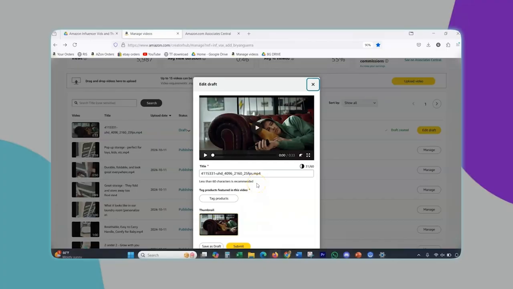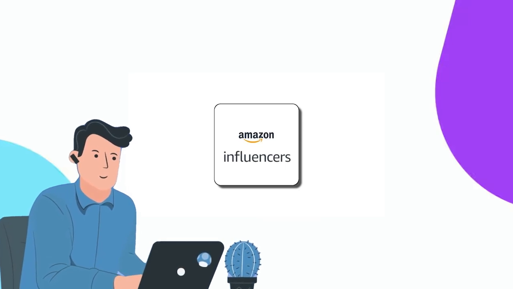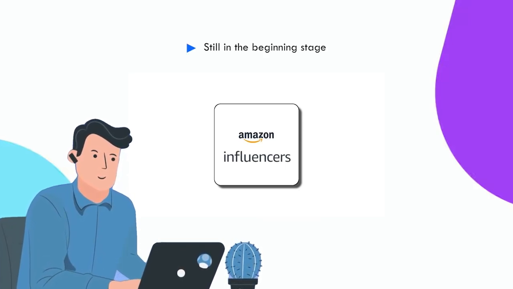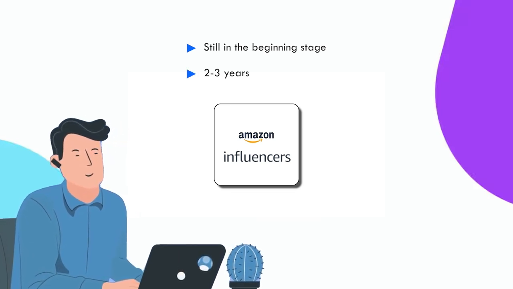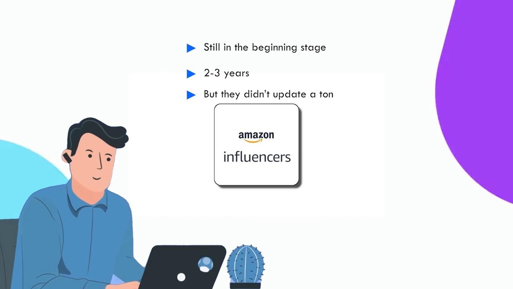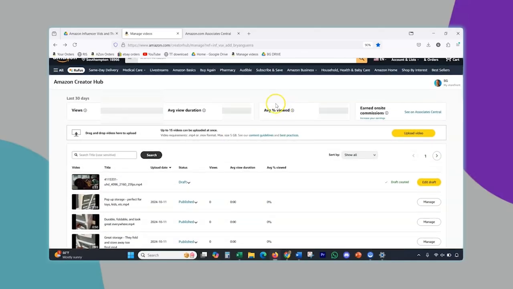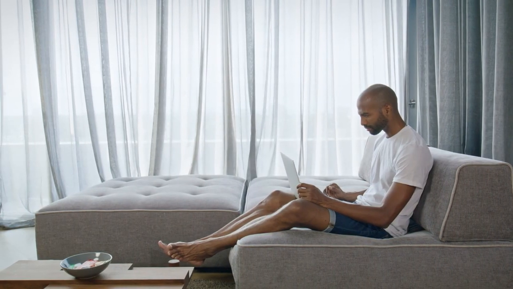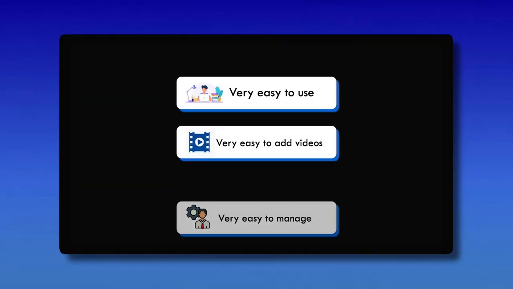And that is really the back end of the Amazon Influencer Program. It's pretty rudimentary right now, still kind of in the beginning stages. It's only been around for, I don't even know, like 2-3 years now, realistically, maybe even less, and they haven't really updated it a ton. My guess is this will be updated significantly in the next few years, so keep an eye out as they add and introduce new features. But right now it's very simplistic, and that's a good thing for you and me because it's very easy to use, very easy to add videos, and very easy to manage.